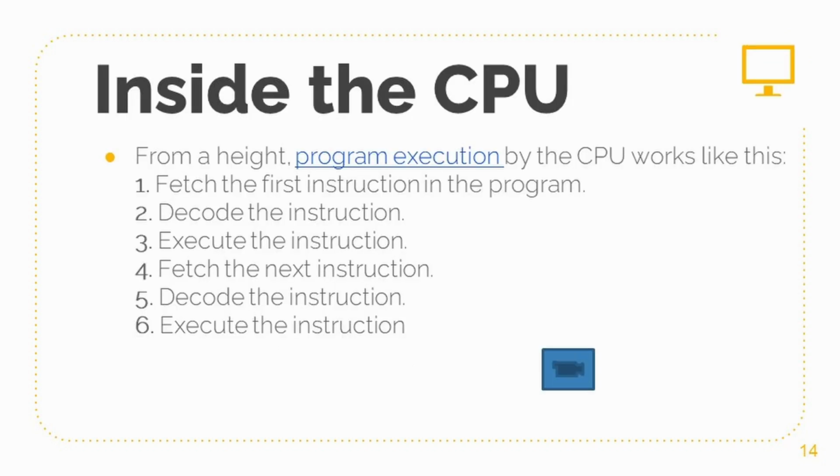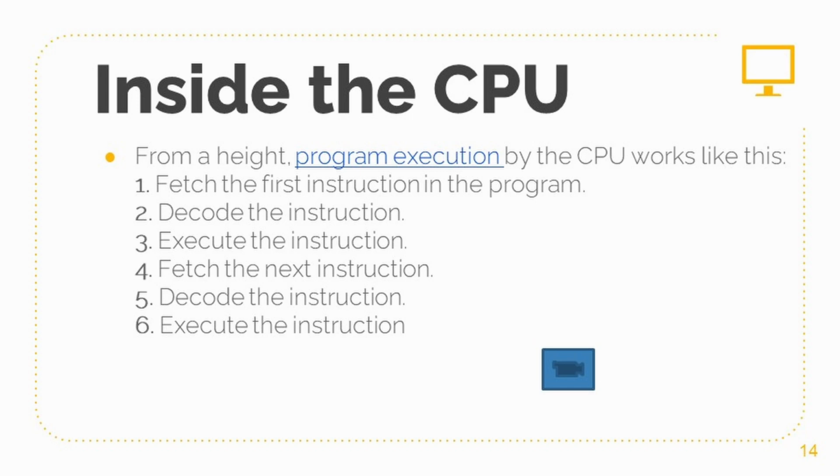These are the basic steps involved in the execution of a program by the CPU. Let's delve into each step. 1. Fetch the first instruction. The CPU fetches the first instruction from the memory location specified by the program counter, PC, which points to the address of the next instruction to be executed.